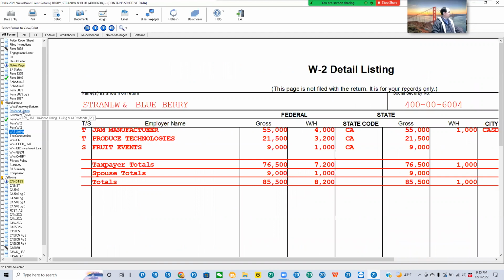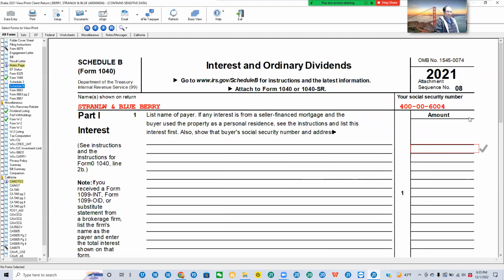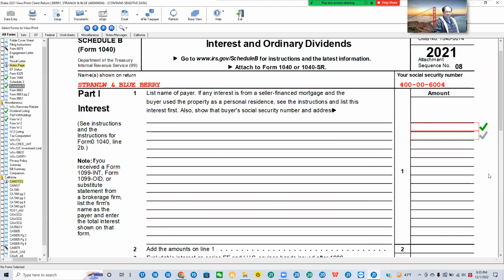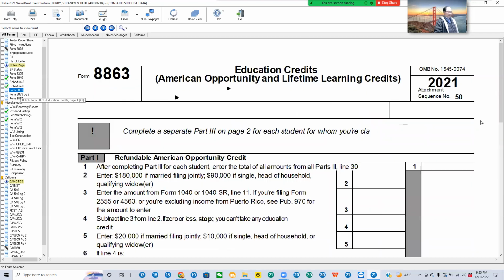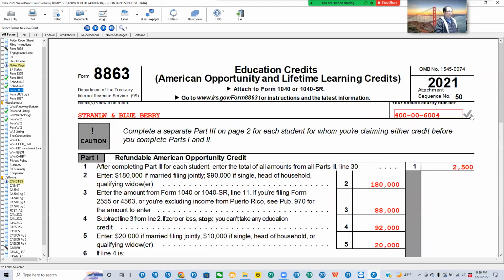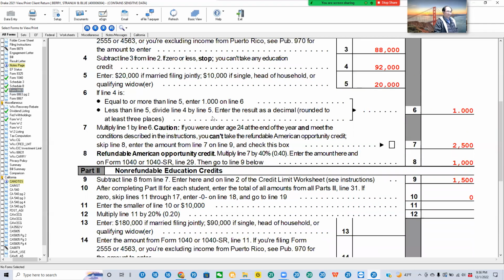And then the dividend, there's a list in here. Now you have ordinary dividend and qualified dividend. So in this situation, it happens that all the dividends are qualified dividends. In this, the client has no bank interest. They only have dividends. Now, this is the American Opportunity Credit and it gives you, pretty good, look, the 2,500.